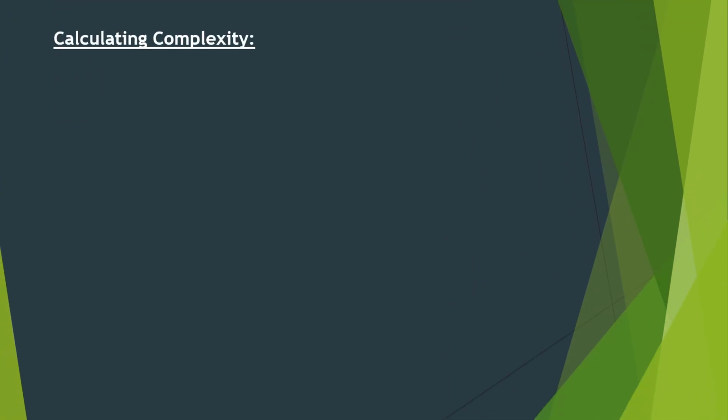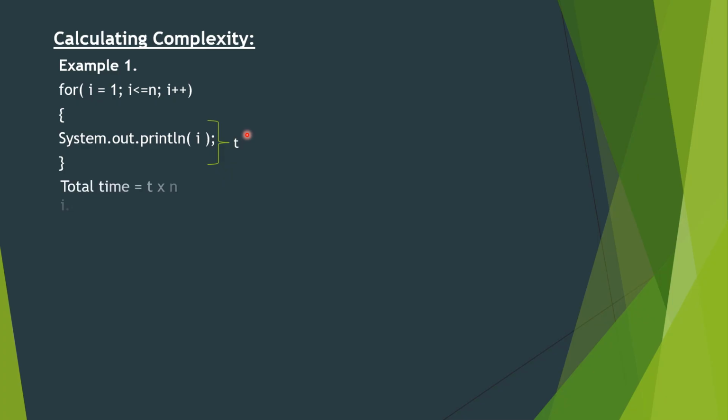Now calculating complexity. How to calculate? Let us take some examples. Suppose there is a loop which is running n times and there is a print statement. So how to calculate the complexity of this loop? Let us assume the body of the loop takes t time to execute, and because it is running n times, the total time will be t into n. Because t is a time constant, the order of complexity will be order of n.